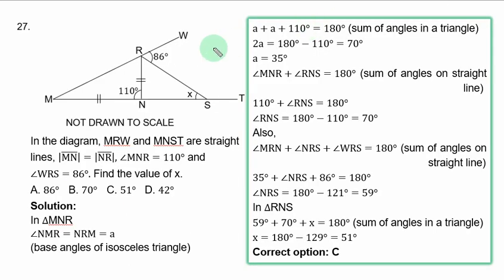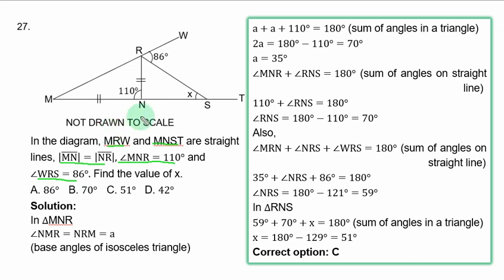Question 27. In the diagram, MRW and MNST are straight lines. MN is equal to NR, angle MNR is equal to 110 degrees, and angle WRS is equal to 86 degrees. Find the value of s.